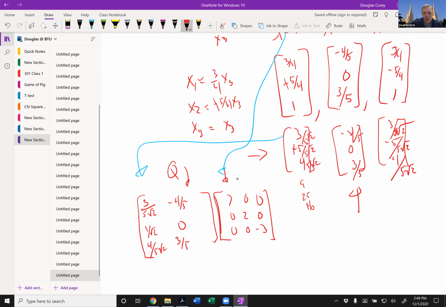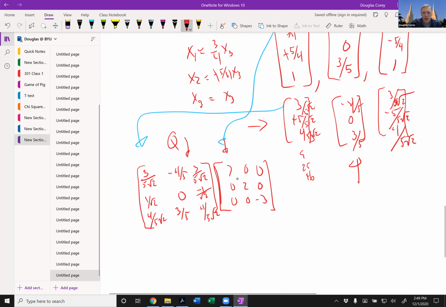And then my last one, which corresponds to an eigenvalue of negative 3. 3 over 5 times the square root of 2. This one, my 5's cancel out, so I get the square root of 2, and then 4 over 5 times the square root of 2. Okay, so there you go. And then I can easily put Q transpose over there.